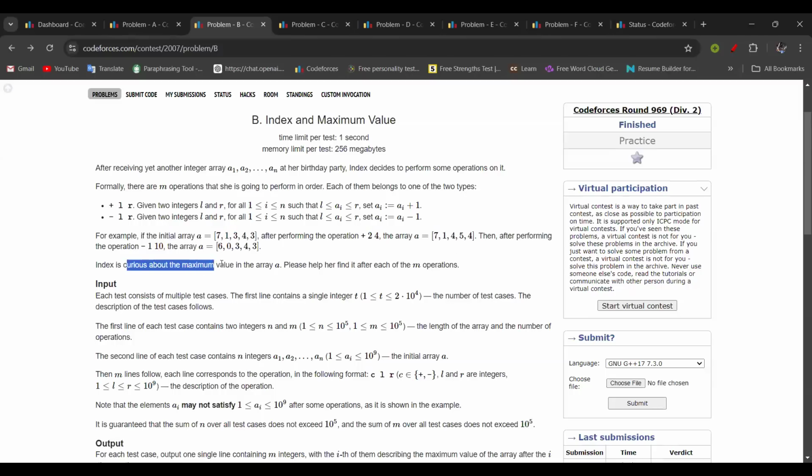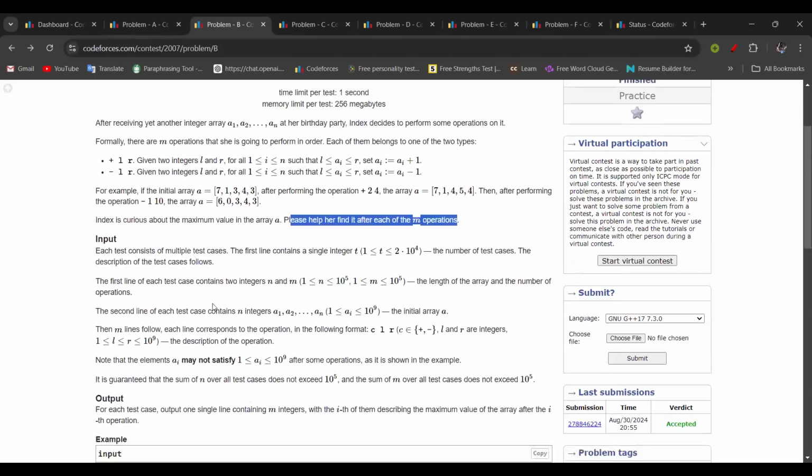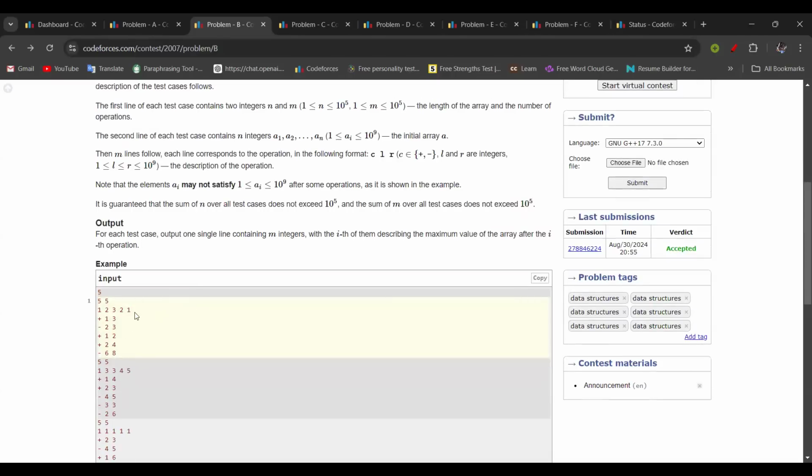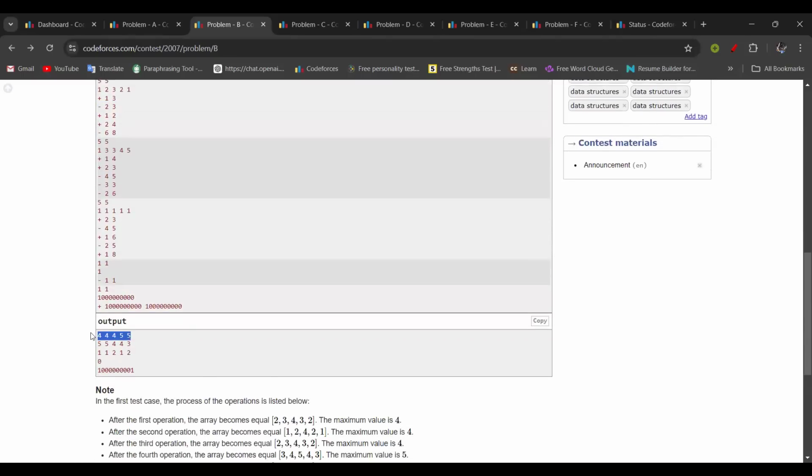Now Index is curious about the maximum value in the array. Please help her find it after each of the m operations. You are given your initial array and there are m operations. After the first operation, for your current array, what's the maximum value? After the next operation, your current array has changed, and for the current array, what's the maximum value? That you have to return.